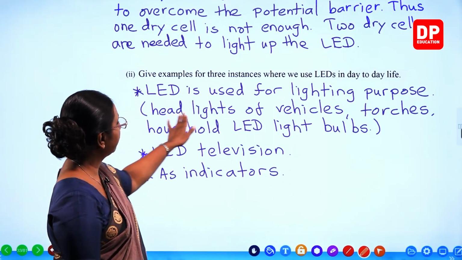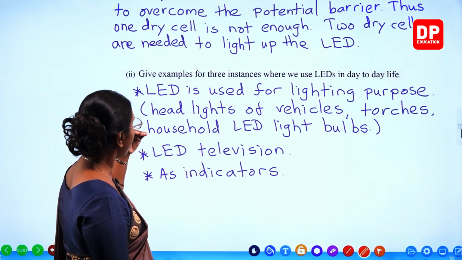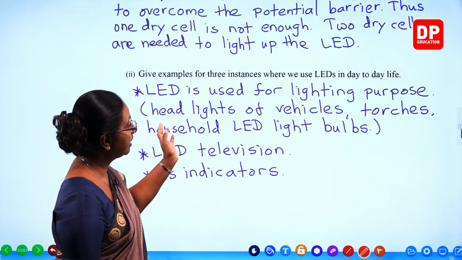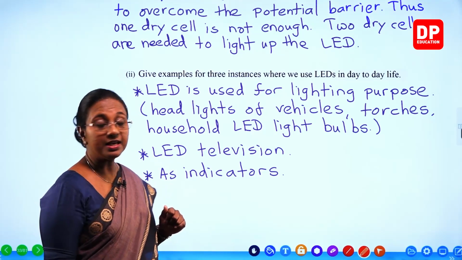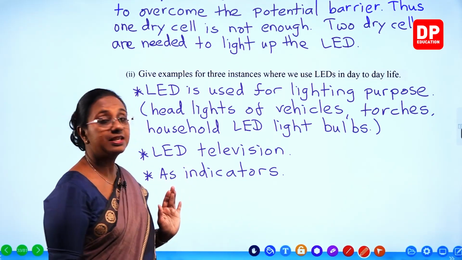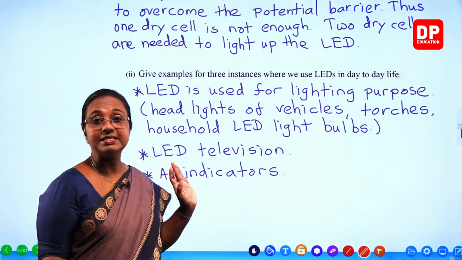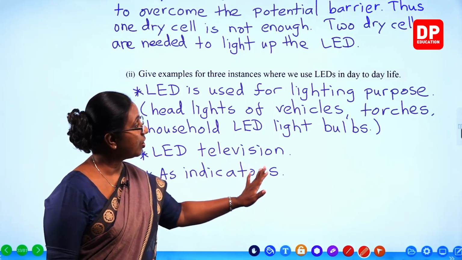So here you can write it generally as LED is used for lighting purpose, or you can give one of these examples, headlights of vehicles or LED torches or LED light bulbs in the household circuit. Then LED television and as indicators. Those are uses of LEDs in day-to-day life. So with that, I will move on to the next slide.